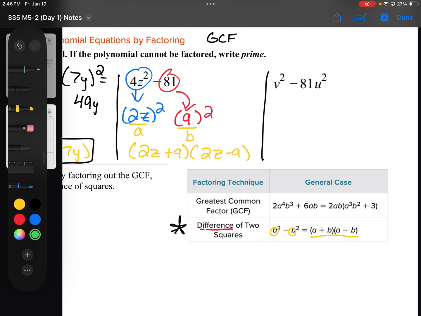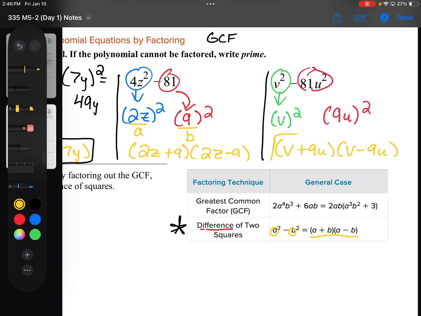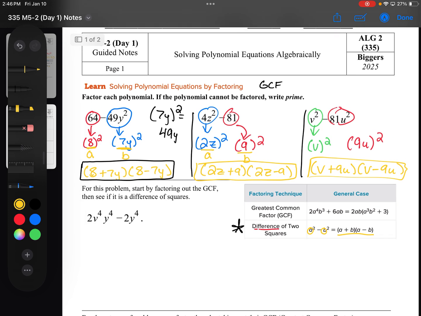Okay, I'm going to go ahead and go over it. So if you're not pausing the video, I'm going to give the answer. So spoiler alert here. This can be rewritten as v squared. This can be rewritten as 9u squared. It is a difference of squares because it's subtraction. So you can rewrite your answer as v plus 9u times v minus 9u. That's difference of squares. So those would be your answers.